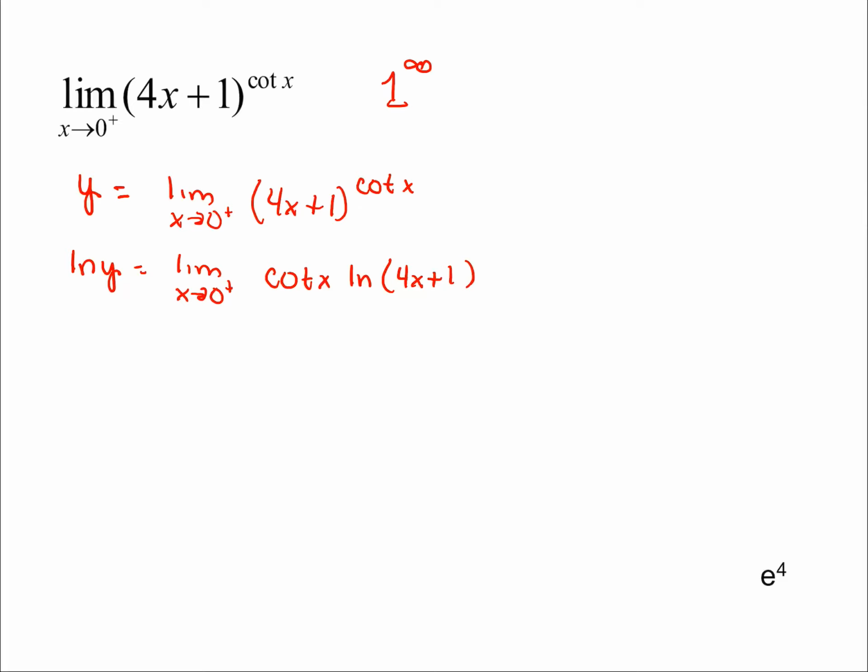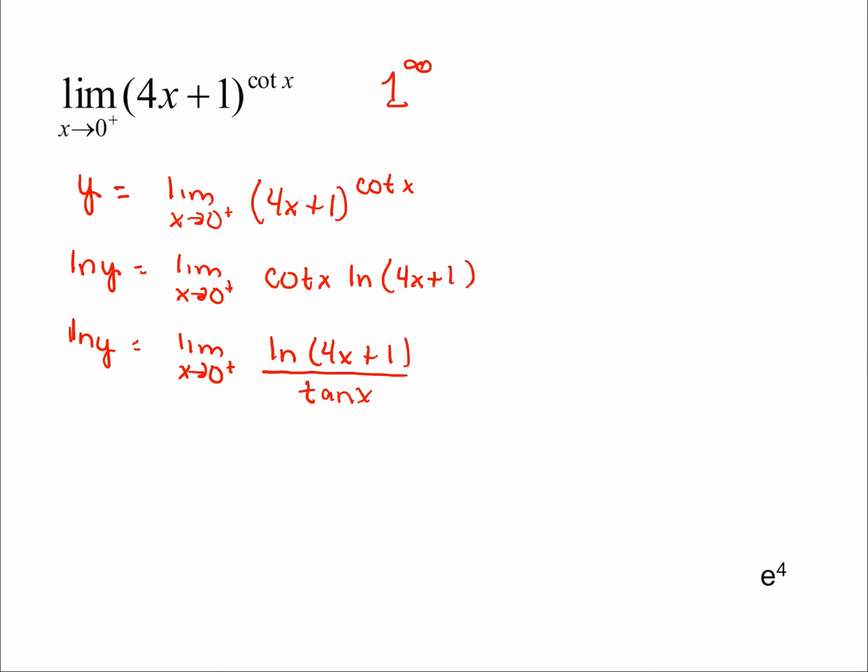I want to put this in infinity over infinity, or 0 over 0 form. So I can write this as the natural log of y is equal to the limit as x approaches 0 from the right of the natural log of 4x plus 1 over, let's say, tan x, right? Okay, so as we go towards 0, we get the natural log of 1 over tan of 0, which is 0. We get 0 over 0.